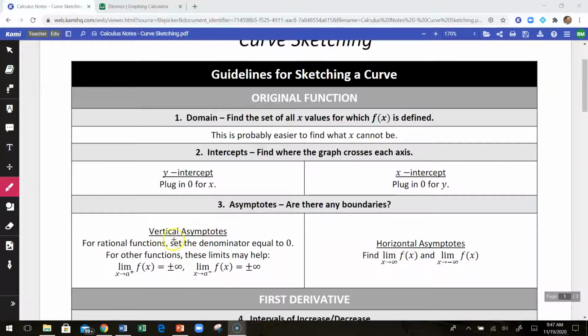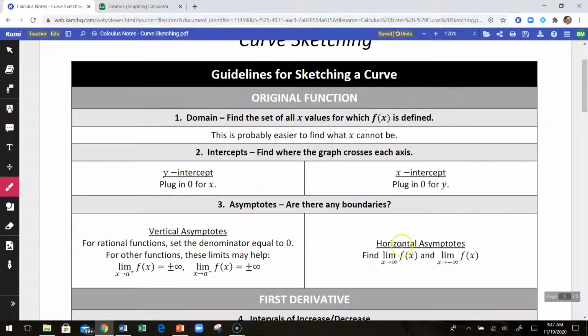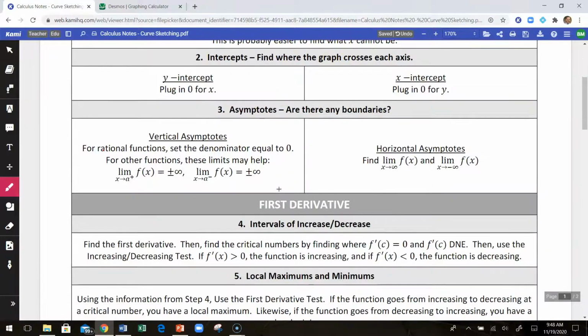Vertical asymptotes occur for rational functions when the denominator is going to equal 0, so we'll look for that. And then also horizontal asymptotes: if we do the limit as x approaches infinity or negative infinity, and we get an answer for that, then we will have a horizontal asymptote at those values. Okay, so using the original function, we're going to check all of that information.